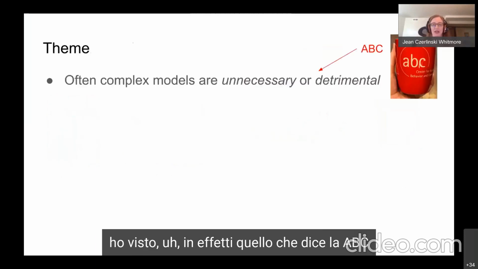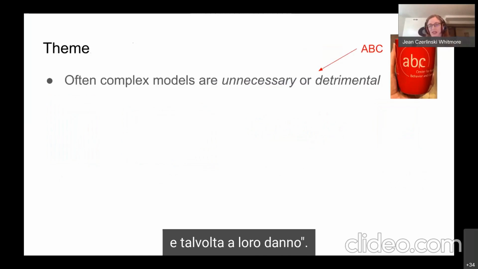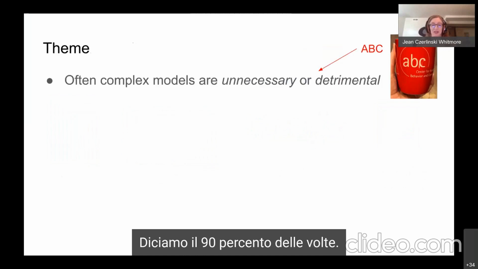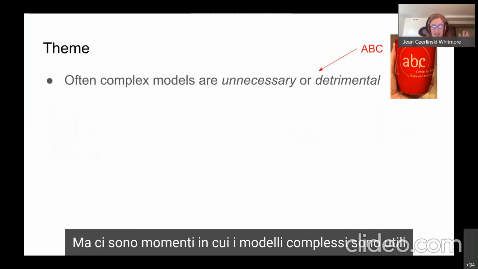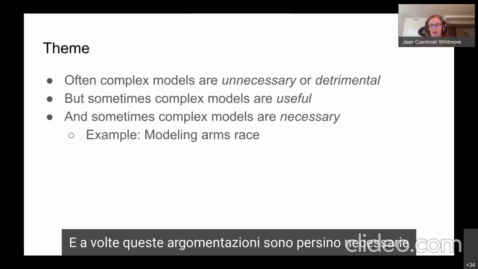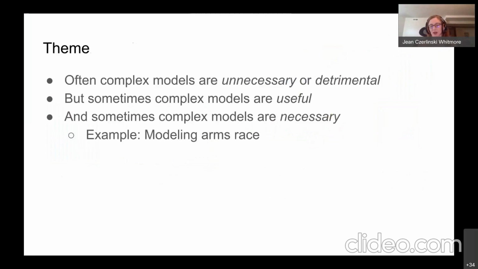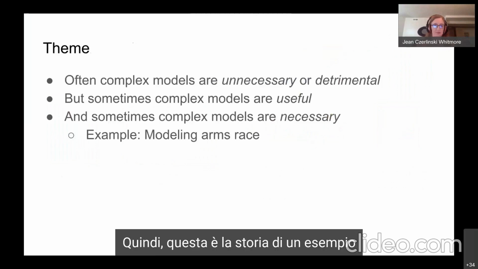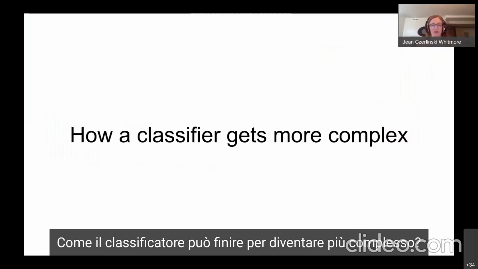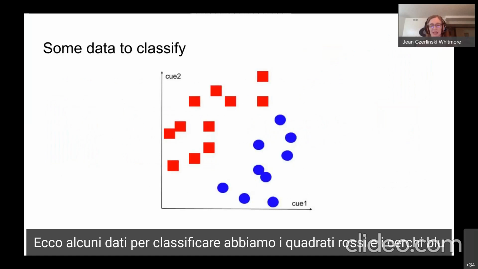And across this career, I've seen indeed what ABC says. People use complex models unnecessarily and sometimes to their detriment. That is a big theme, let's say 90% of the time. But there are times when complex models are useful, and sometimes I argue they're even necessary when you end up in what I'm calling a modeling arms race. So this is the story of an example I'm going to pick to walk through how a classifier can end up getting more complex. Here's some data to classify.